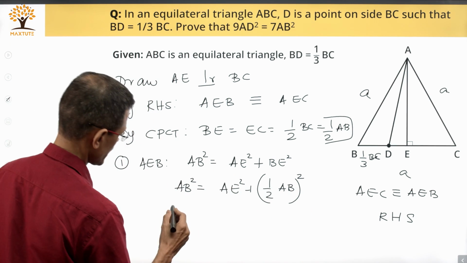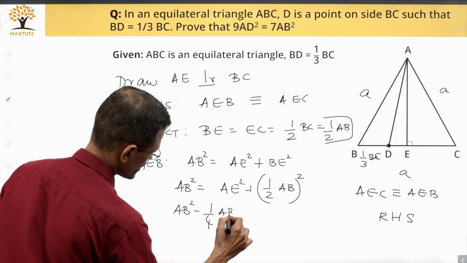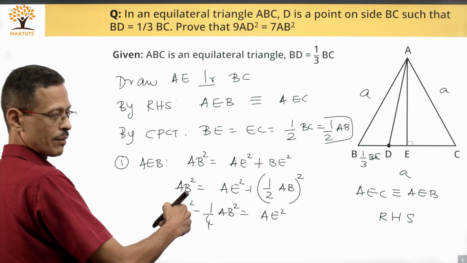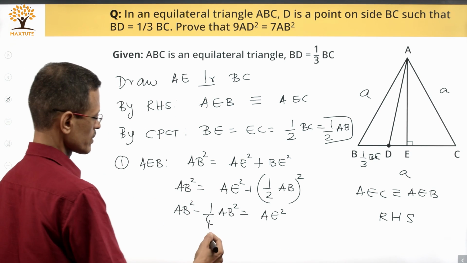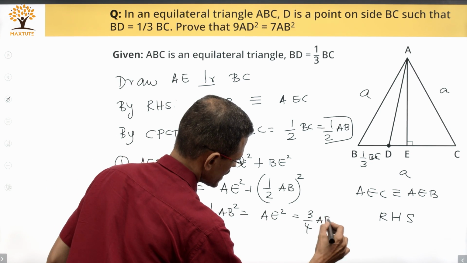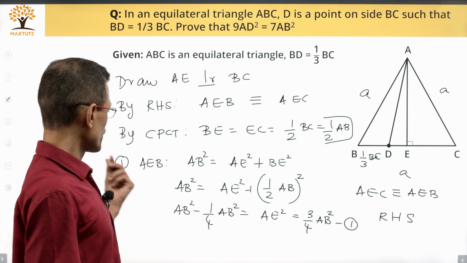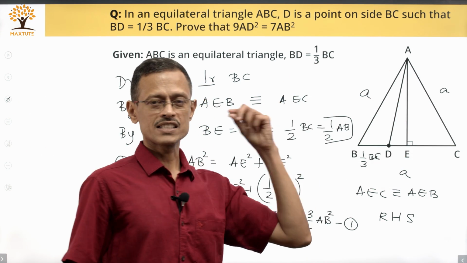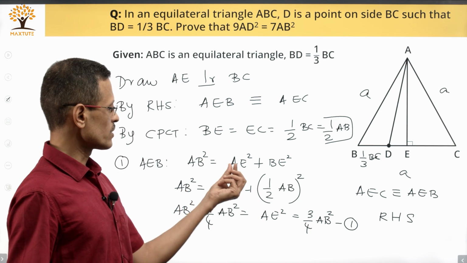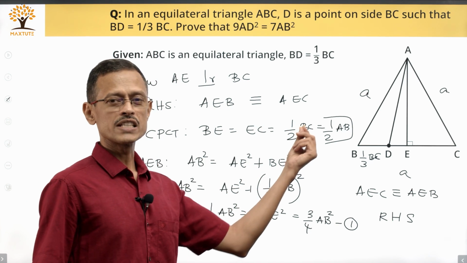Let's take it to the left hand side. So AB square minus 1/4 of AB square is equal to AE square. Essentially, a number minus a quarter of the number is 3/4 of the number. So AE square is equal to 3/4 of AB square. I'm going to call this equation 1. From right triangle 1, we have applied Pythagoras theorem: AB square is equal to AE square plus BE square. We established that BE is equal to half BC, which is equal to half AB.